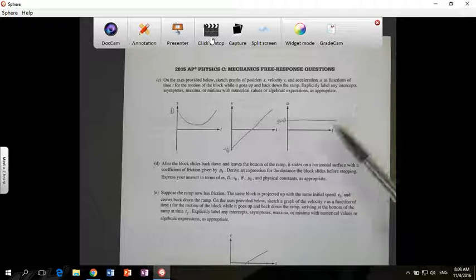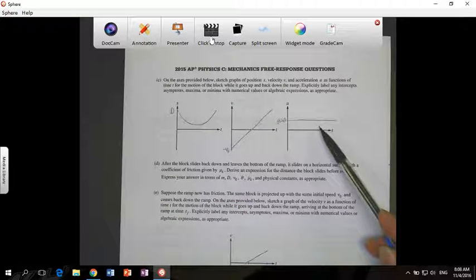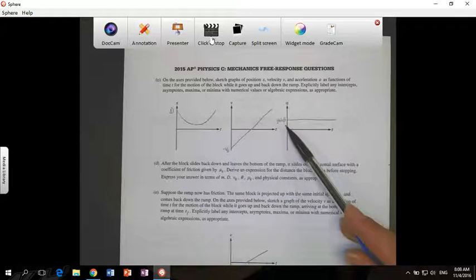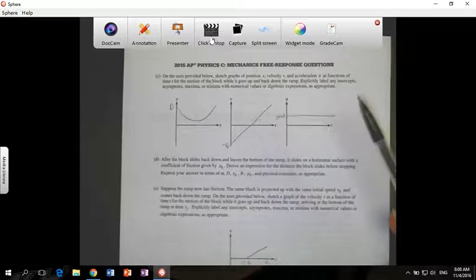So, I actually went this way when I drew my graph. It's not a big deal, but the acceleration one I knew was the easiest because I have constant acceleration. And that's my g sine theta that I found in the very first part of the problem.